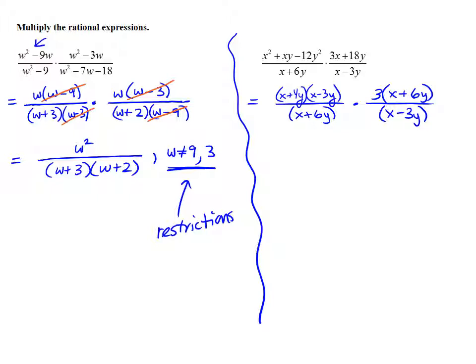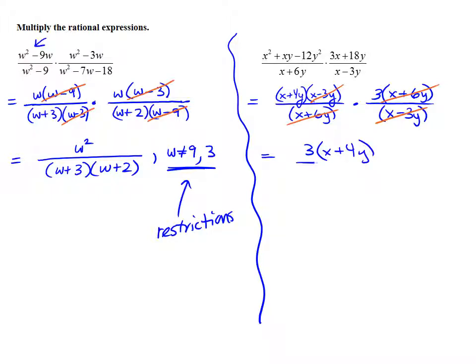Now, everything is factored, so now I'm going to multiply these fractions, but first cancel common factors so I don't have as much to multiply. So x minus 3y is in the numerator and denominator, so it cancels. x plus 6y is in the numerator and denominator, so it cancels. What we're left with in the numerator is 3 times x plus 4y.